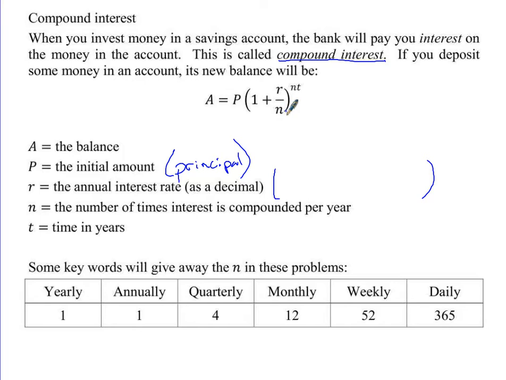Now that's r divided by n. N is the number of times that the interest is going to be compounded, meaning the interest is going to be given to you per year. If they're going to give you interest 4 times per year, then n is 4. If they're going to give you interest 365 times a year, then n is 365. So n is the number of times interest is compounded per year. And finally, we have an n up here. This n here is the same as this n here. So whatever that number is will be the same as that number. And then we have this t, and of course t represents time. And time is measured in years.